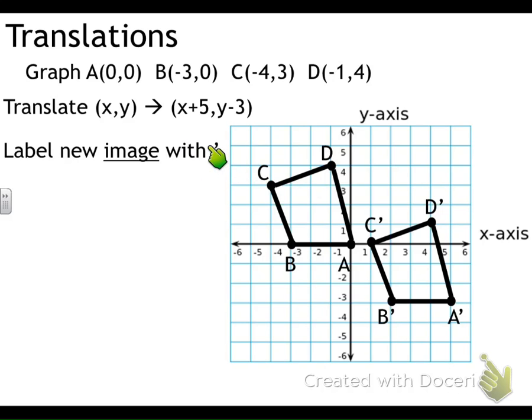Notice how I told you about these apostrophe signs. So the new image has a prime symbol. You need to do this correctly on the homework, please. It'll be marked wrong if you don't.